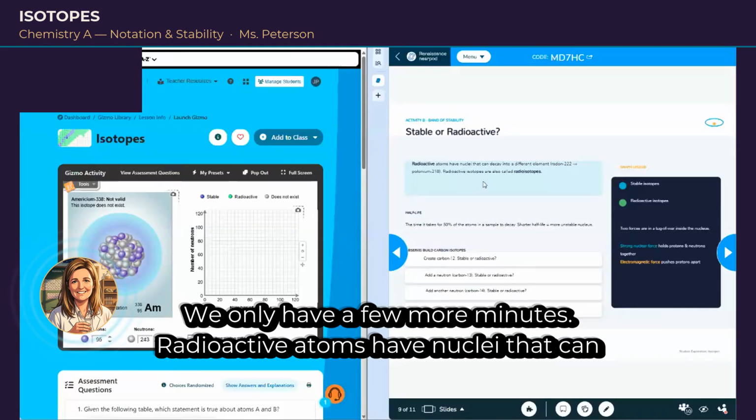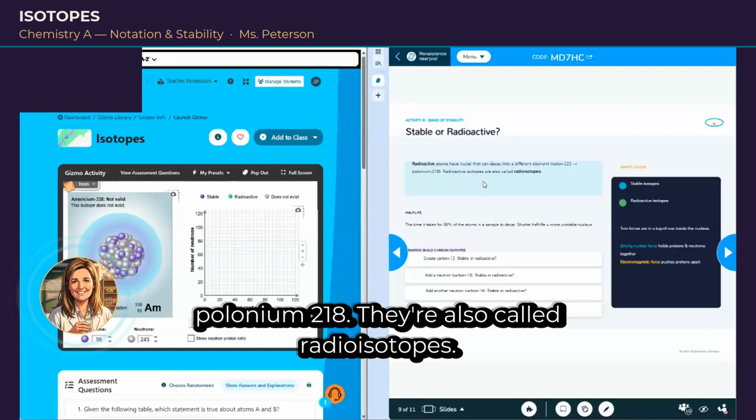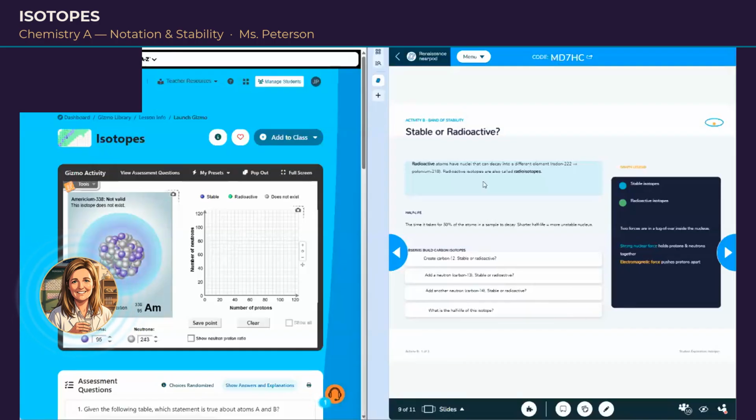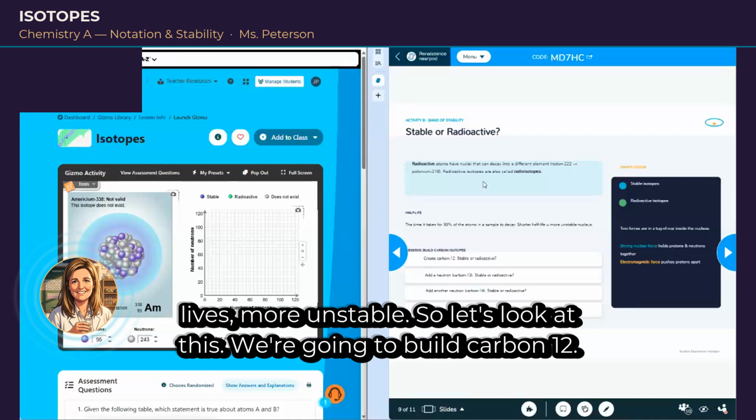Radioactive atoms have nuclei that can decay into different elements. For example, radon-222 undergoes radioactive decay and becomes polonium-218. They're also called radioisotopes. And then half-life, time it takes for half of the atoms to decay. Shorter half-lives, more unstable. So let's look at this.